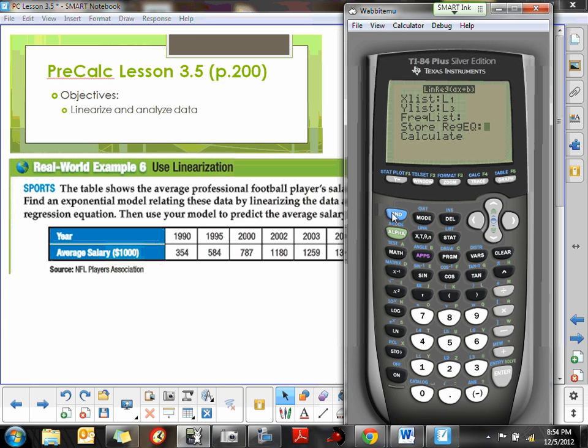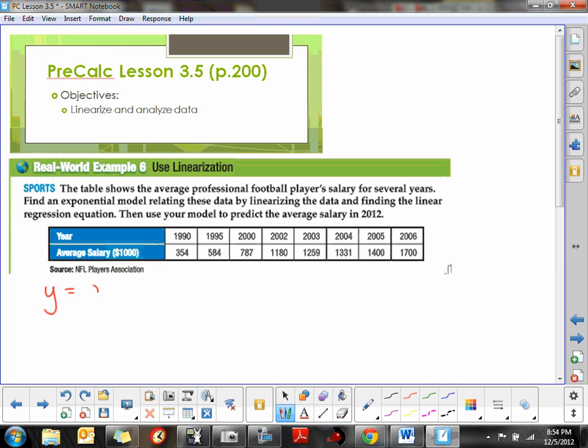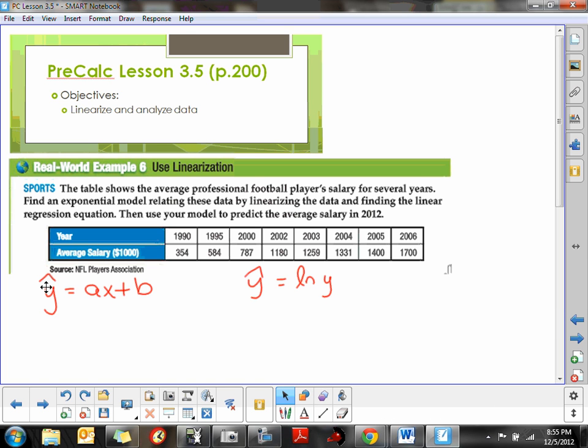We want to store this in. Sure, let's go back and let's store it in our Y vars function, Y1. Isn't that special? And then we hit calculate, and it's going to tell us what our equation should be. So in the y equals ax plus b format. Remember, we transformed the y's. The y transformation was taking the natural log of your y values. We'll need that. But now I'm going to grab the data.